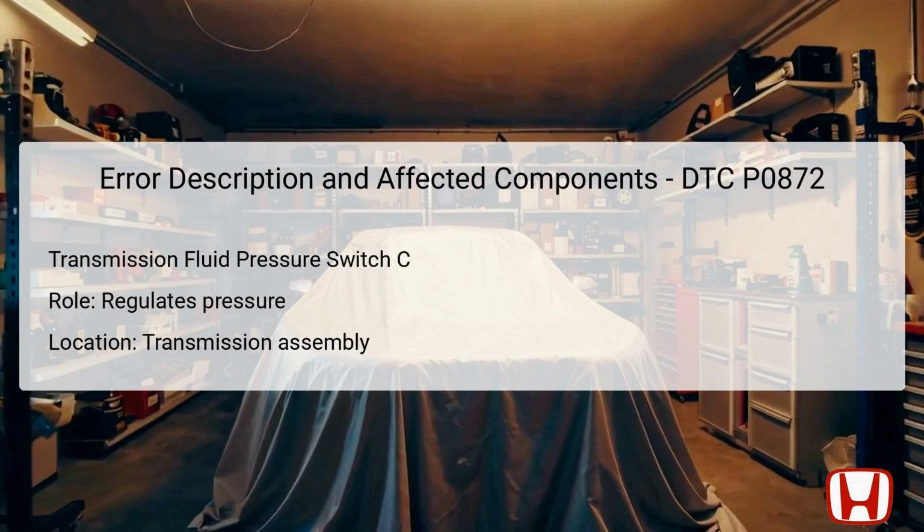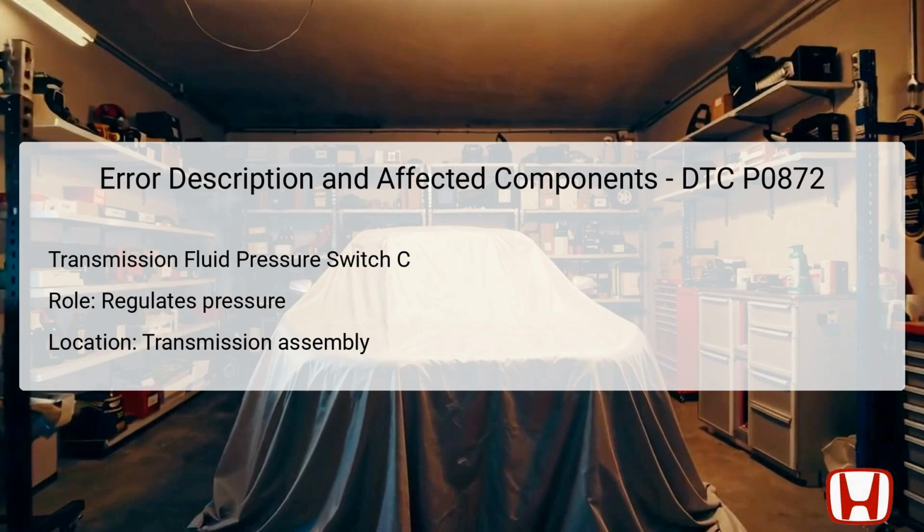The error DTC P0872 specifically identifies a problem with the transmission fluid pressure switch C that controls the fourth clutch within the transmission system. This switch serves the essential function of monitoring fluid pressure, facilitating a smooth transition between gears during vehicle operation. It is typically located within the transmission assembly, making it easier to access for maintenance.